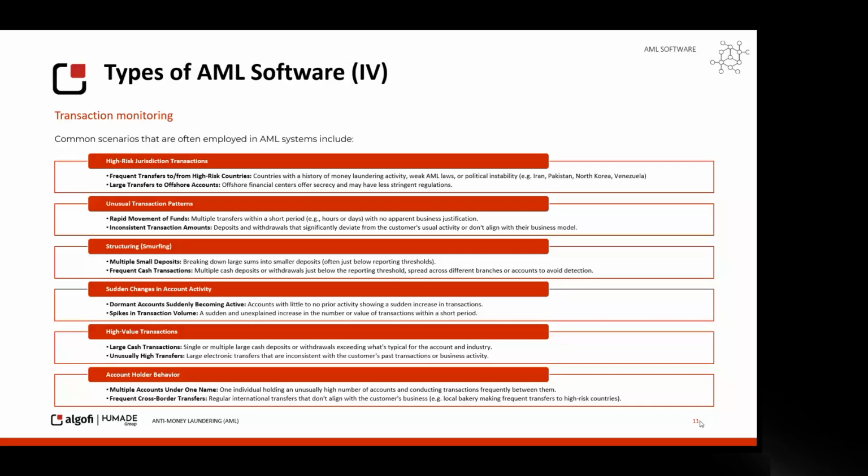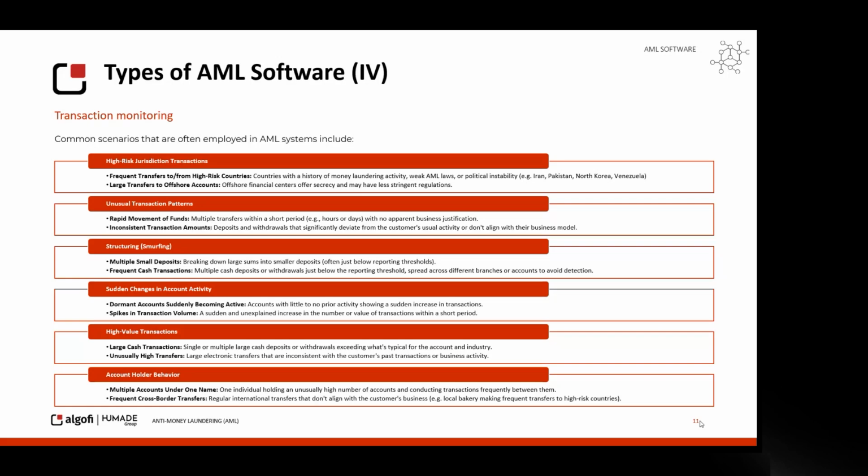Basically, any transaction to or from high-risk countries will have an increased risk of money laundering and needs more strict monitoring. Large transfers to offshore accounts. Offshore financial centers offer secrecy and may have less stringent regulations, which means that they should be more strictly monitored.